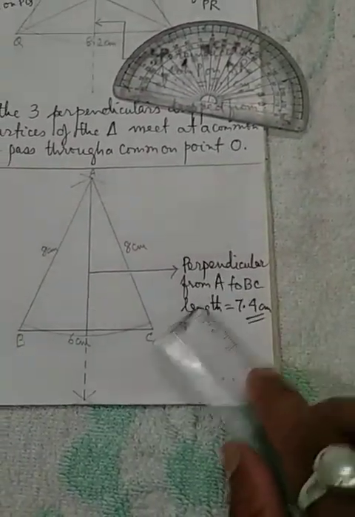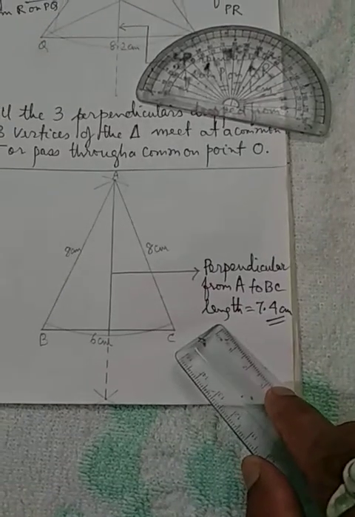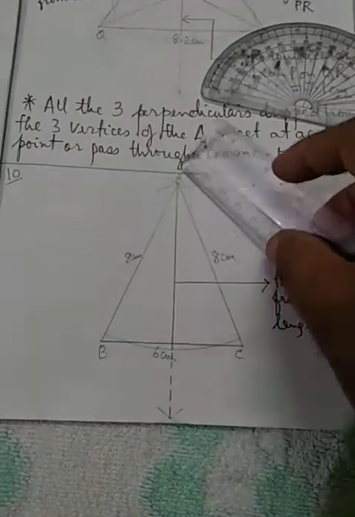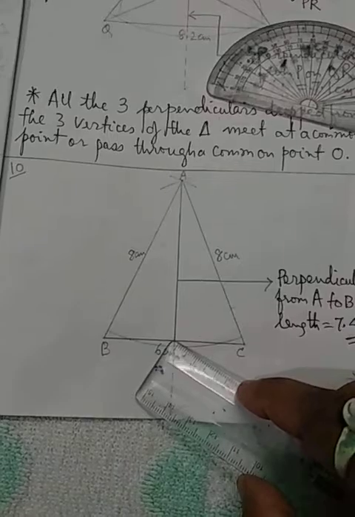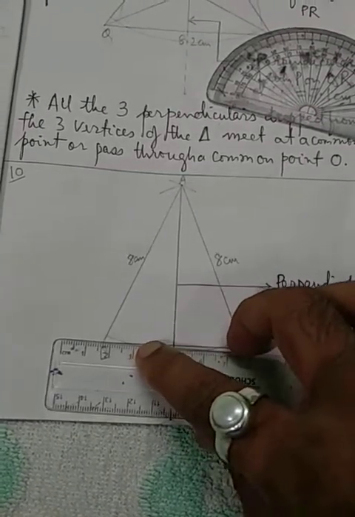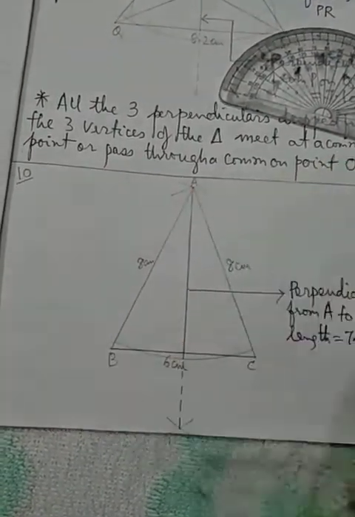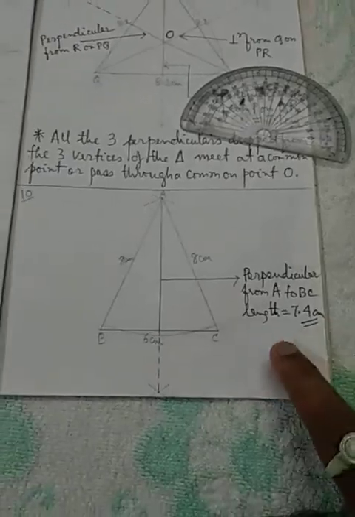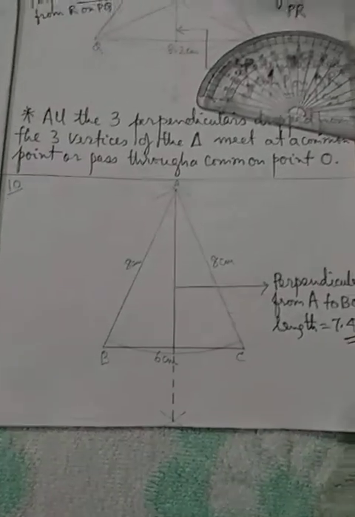So I have written here, the perpendicular from A to BC measures or has a length of 7.4. From A up to here only. So the perpendicular will be from here to here, 7.4. Number 10 I am discussing. One more thing they have asked which I have not done, that is a kind of homework for you.